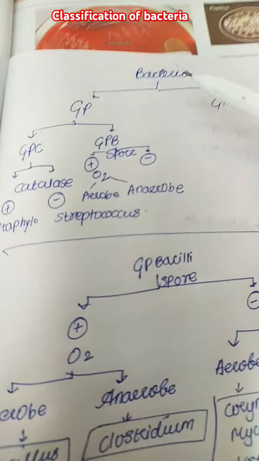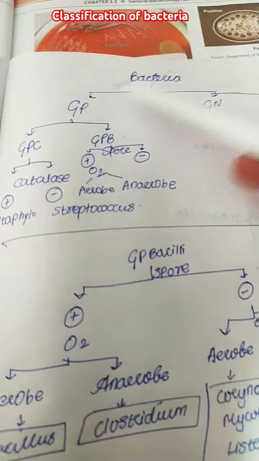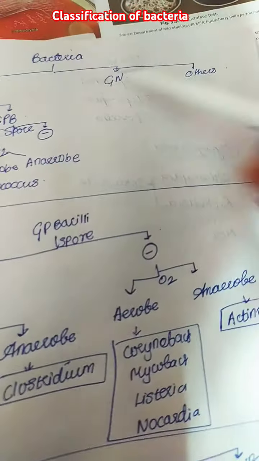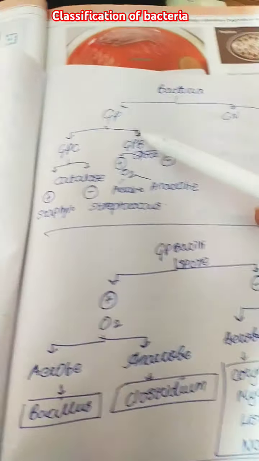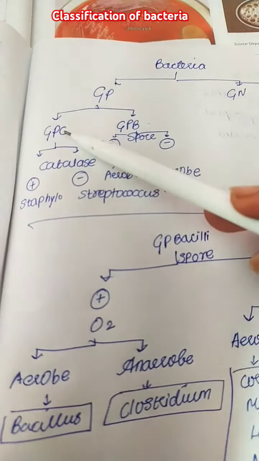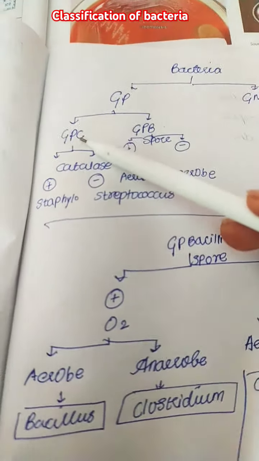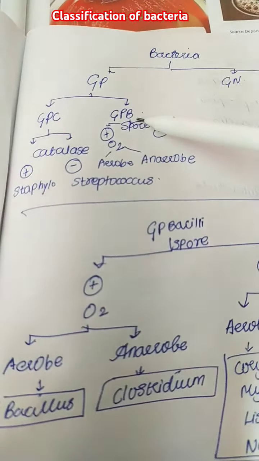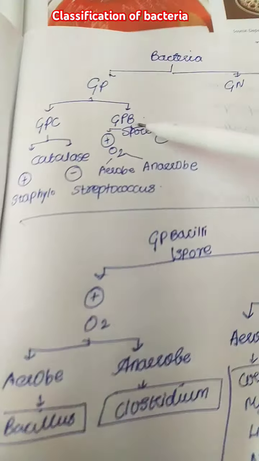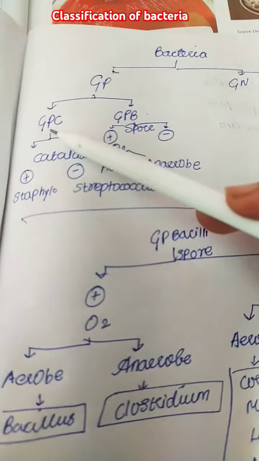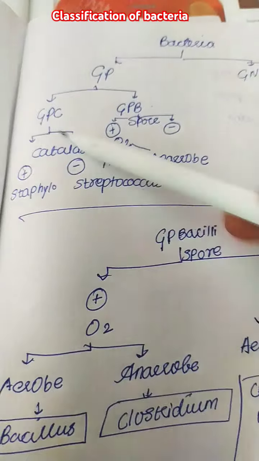So hey guys, let's classify bacteria. Bacteria are divided into gram-positive bacteria, gram-negative bacteria and others. If you classify gram-positive bacteria, they can be based on the morphology. They can be cocci, gram-positive cocci, or they can be bacilli, gram-positive bacillus. If they are gram-positive cocci, you can further divide based on the catalase test.